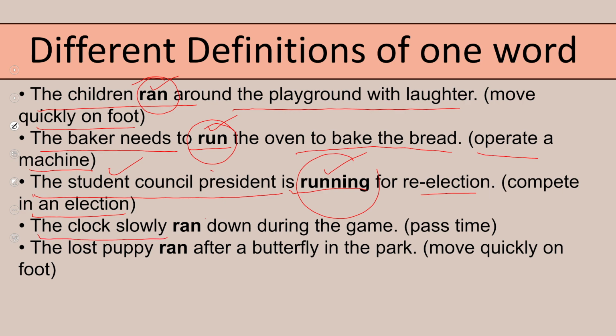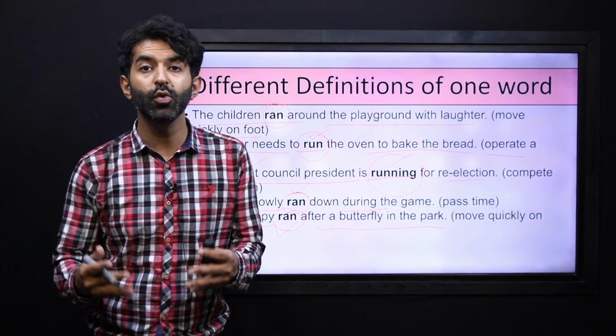The clock slowly ran down during the game. Now, ran down, what do you mean by ran down over here? That the passing of the time. The lost puppy ran after a butterfly. Now, what is running after a butterfly? What is ran? This is, again, with the first one, it is moving quickly on foot.